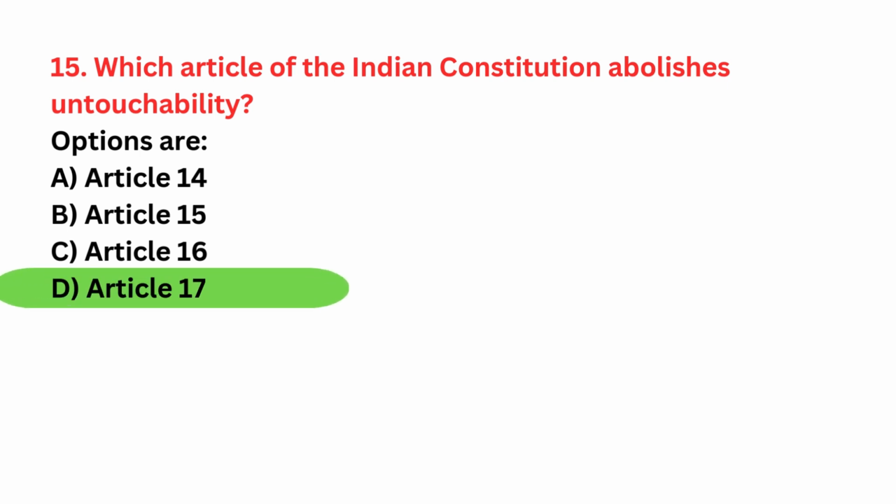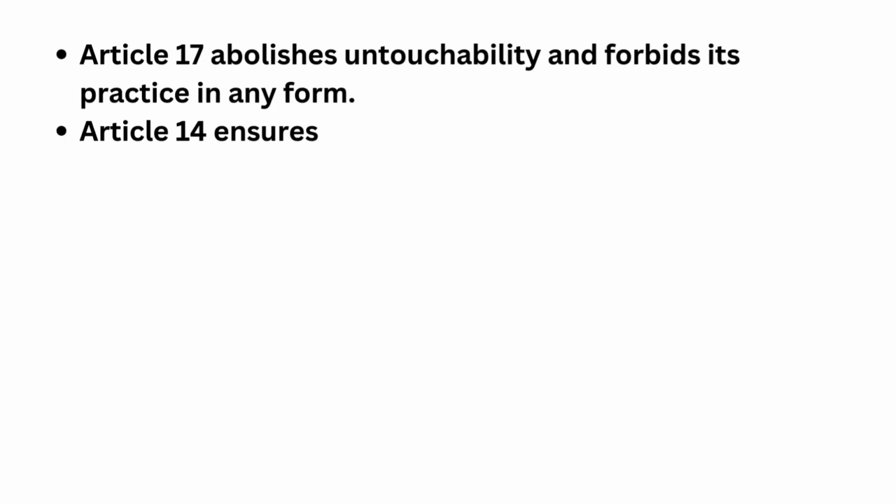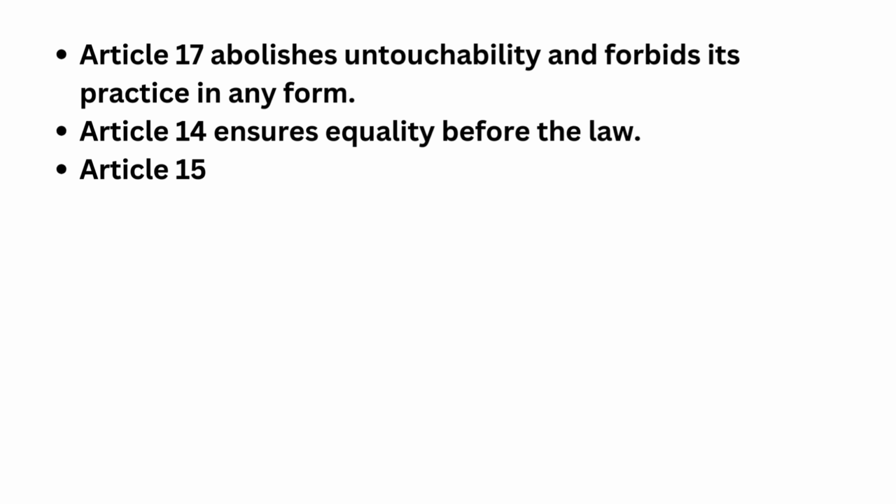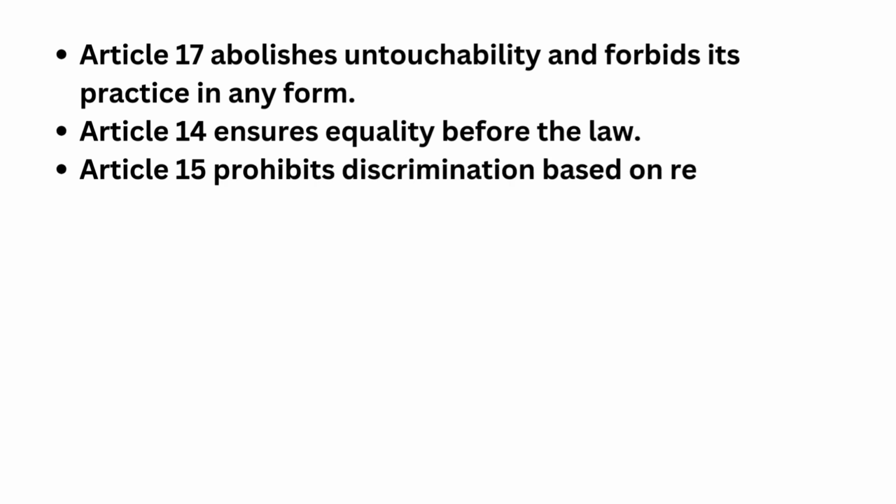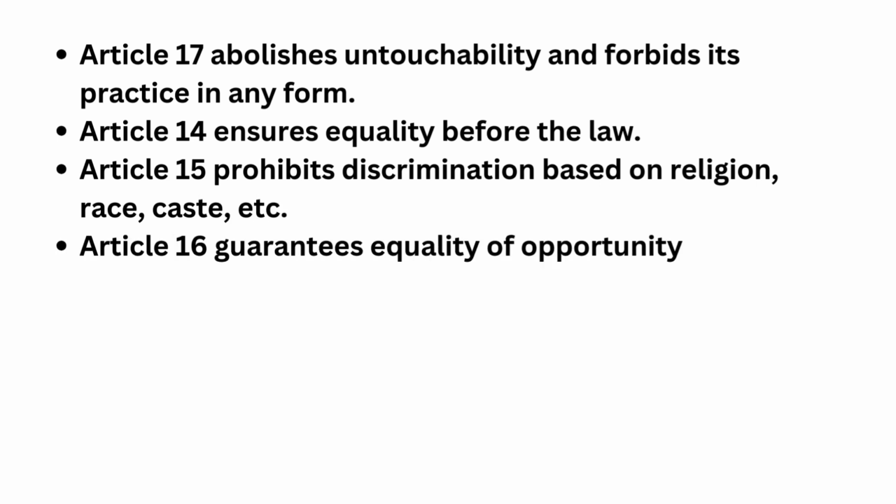The answer is option D. Article 17. Article 17 abolishes untouchability and forbids its practice in any form. Article 14 ensures equality before the law. Article 15 prohibits discrimination based on religion, race, caste, etc. Article 16 guarantees equality of opportunity in public employment.